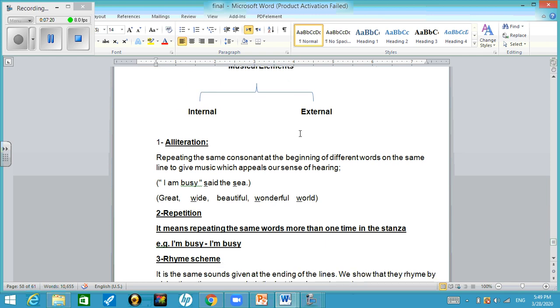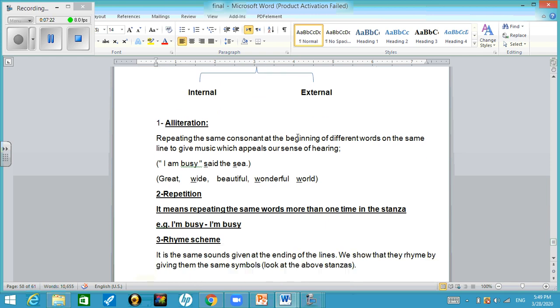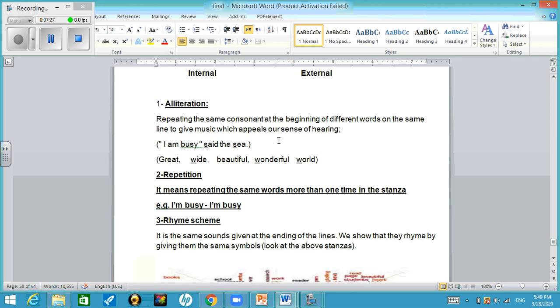Okay, what are the elements that we have? We have internal elements and external elements. First thing we have the alliteration. What is alliteration? Alliteration is repeating the same consonant at the beginning of different words. Like what? Same consonant letter. That's what we mean. Just to give some music to the line.